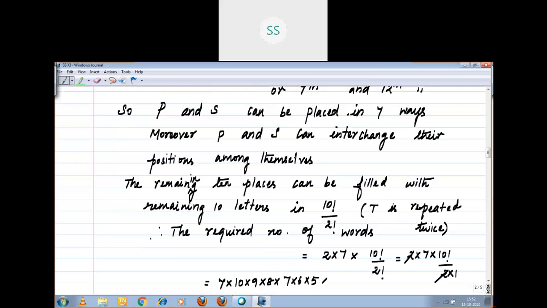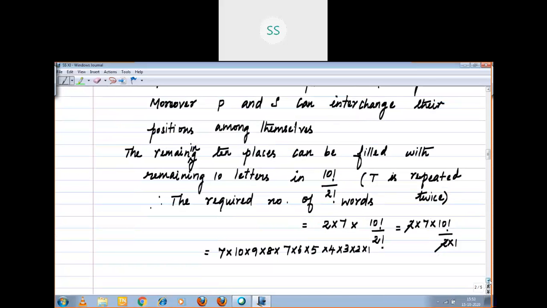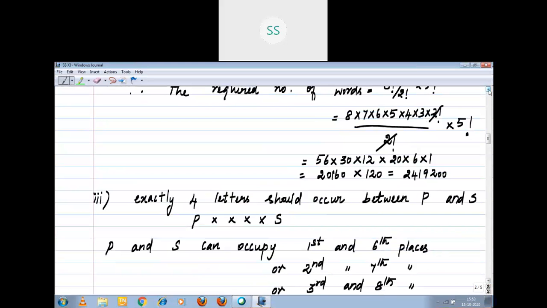which is equal to 2 into 7 into 10 factorial divided by 2 into 1, which is equal to 7 into 10, 9, 8, 7, 6, 5, 4, 3, 2, 1. The answer I am going to give, you have to check the thing, right? Which is equal to 25401600. Got it, children?